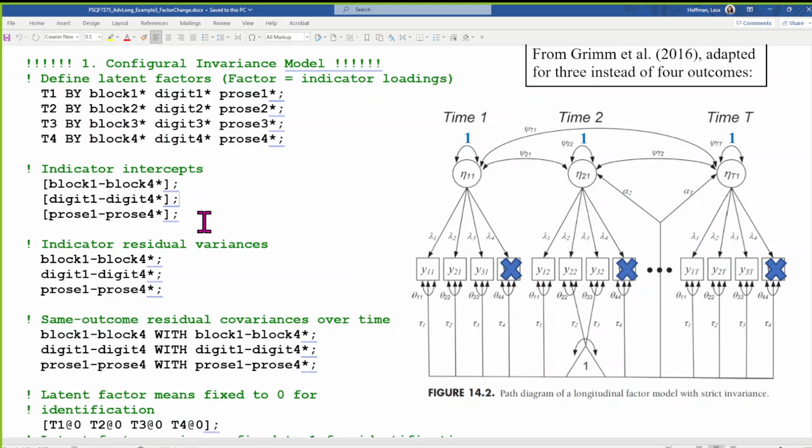What's an intercept? Predicted outcome when predictors are 0. Predicted outcome when all the predictors are 0. Expected outcome, predicted outcome, whatever terminology you want to use. So what this is saying is, what would the score of block design be if the factor score were 0? Because the factor is the predictor in this situation. So each of these observed variables, all 12 of them, is going to get a separate intercept, and it's estimated.